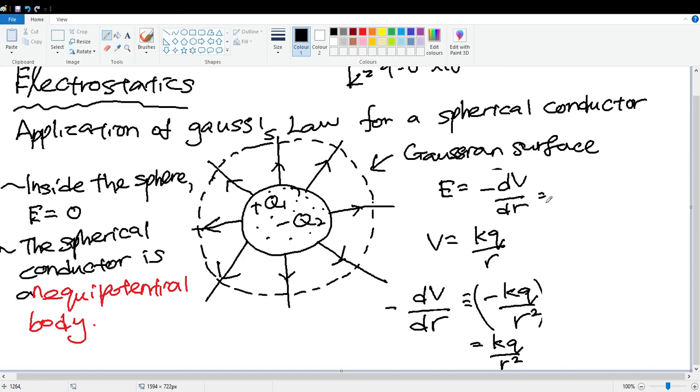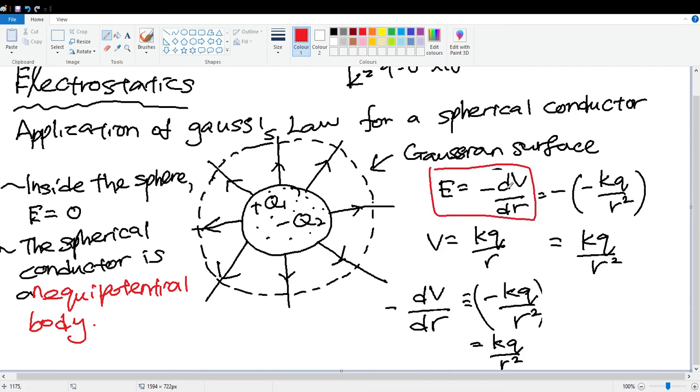Alright, so after differentiating the electric potential kq over r squared, what I have is kq over r squared without the negative. Okay, I haven't finished yet. In this formula, E is equal to dV over dr.